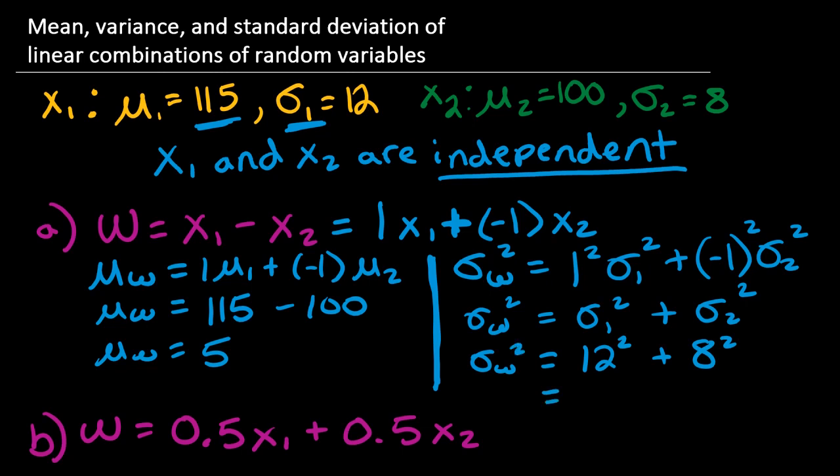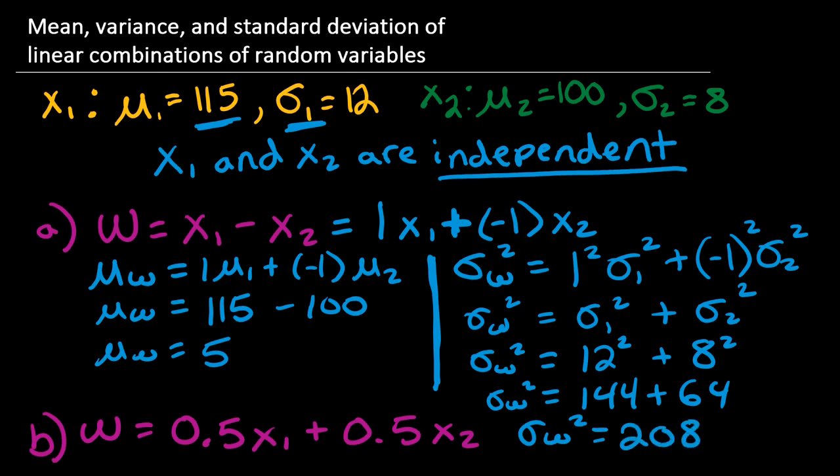Okay, so what's 12 squared? 144 plus 64. So the variance is 208. Okay, so that's the variance of W.